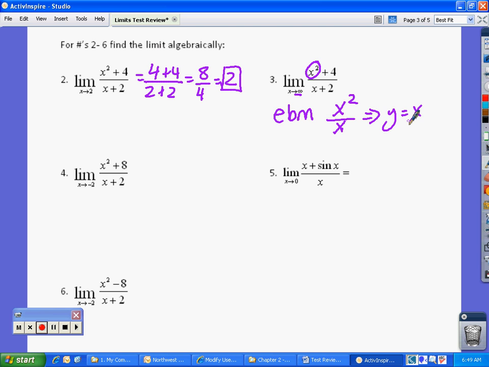Now we can kind of plug in, not really in a literal sense, but more in an abstract sense. What's going on at infinity? If x equals infinity, this function is going towards infinity.